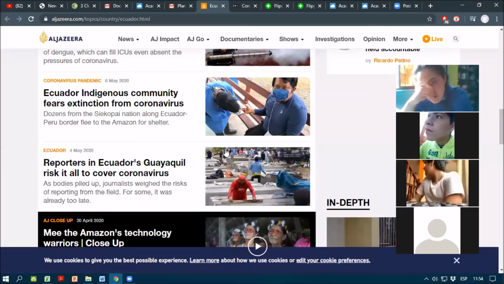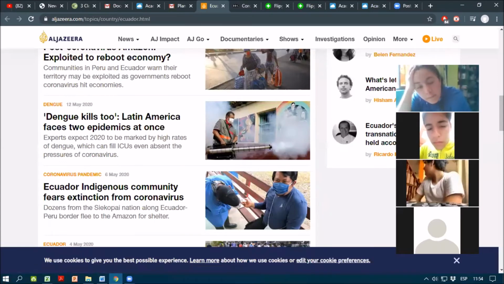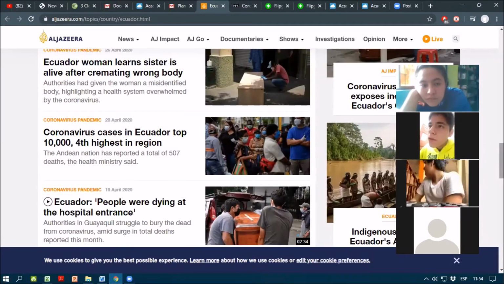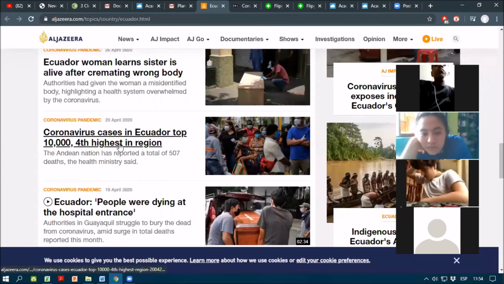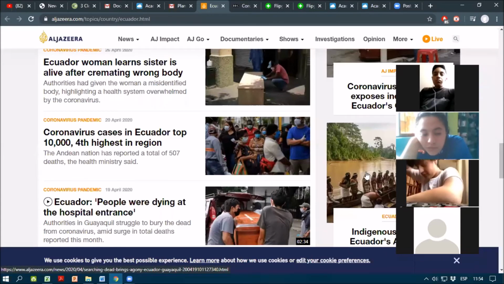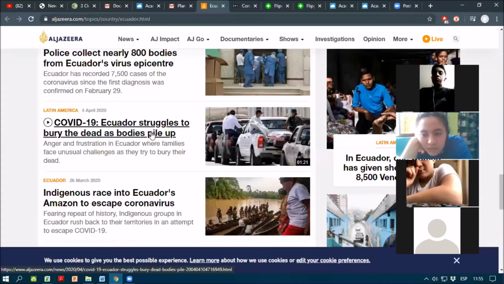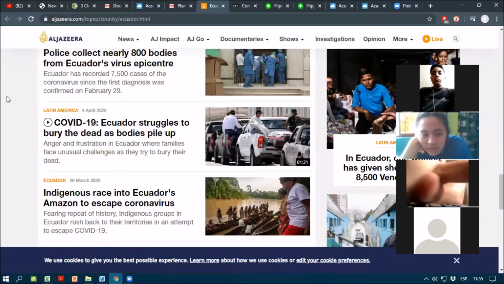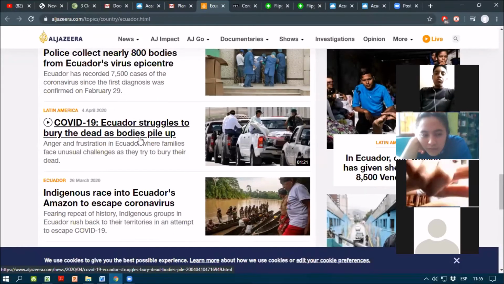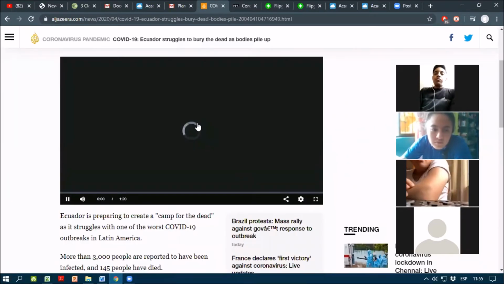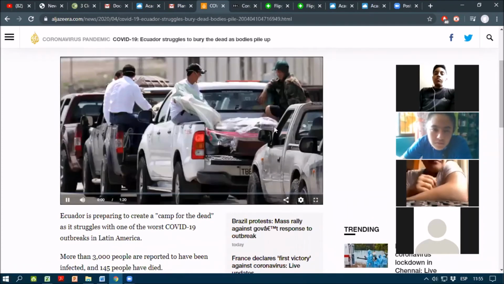So this page, choose one news from here. Mr. Paladines. A ver, listen, the Ecuador people were dying at the hospital in trains. Yeah. COVID Ecuador soldiers to bury the dead as bodies piled up. Very good. Let's check my CNT internet.